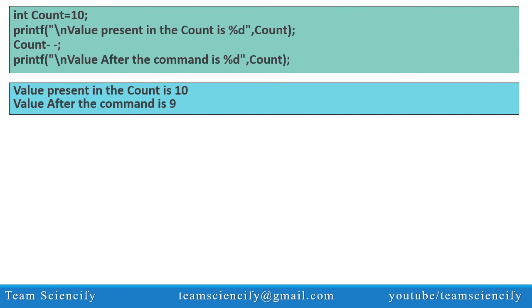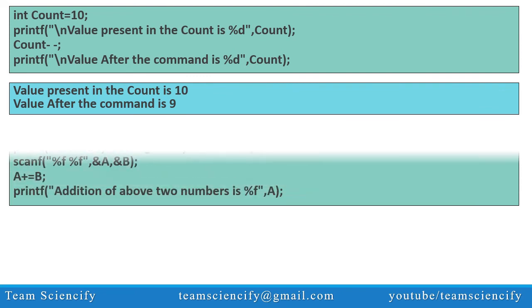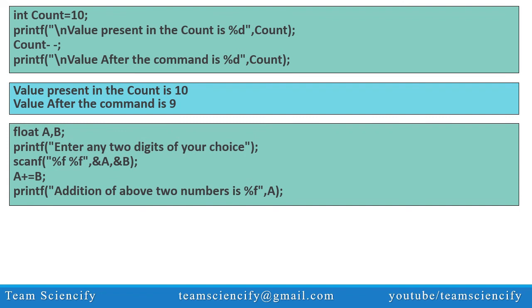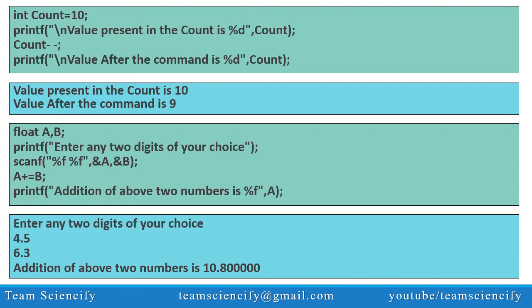In the second example, we have initialized float type locations with the names A and B. We have used the printf command to print any two numbers. Then we have used the operator a plus equal to b. This operator will add the two numbers a and b and will save the value in the memory location with the name a. Let's enter the two numbers as a is equal to 4.5 and b is equal to 6.3. Then the answer will be displayed as the addition of the above two numbers, that is 10.8.